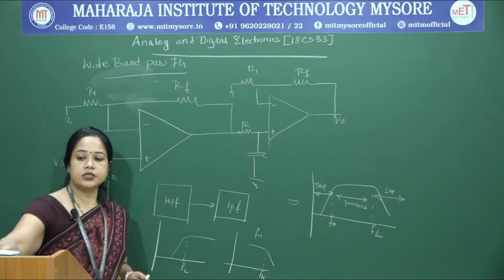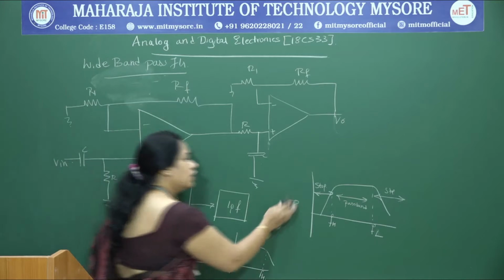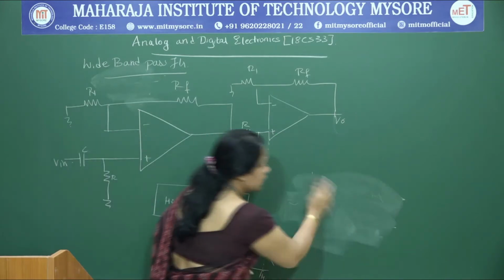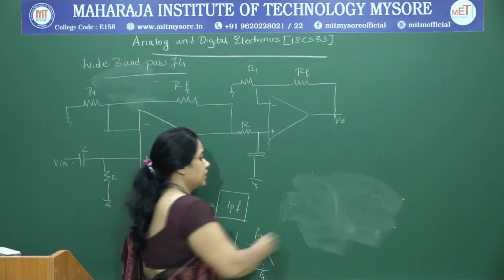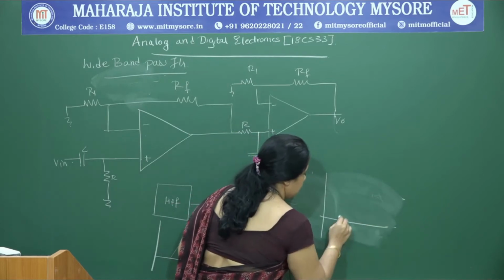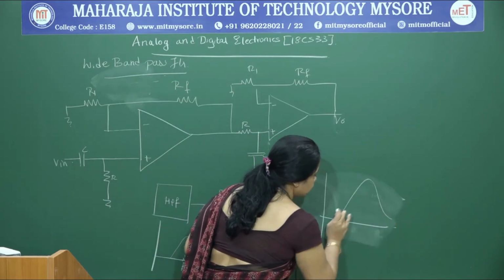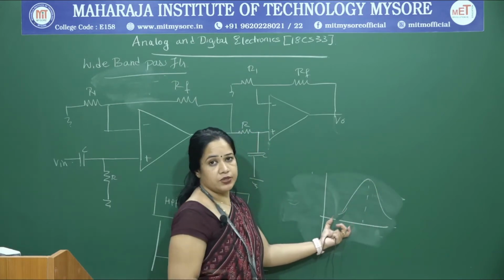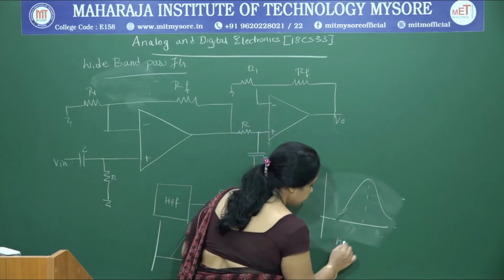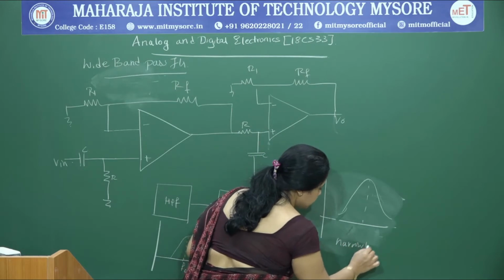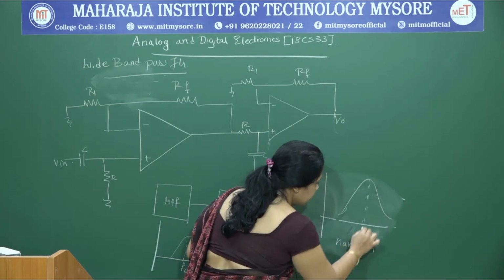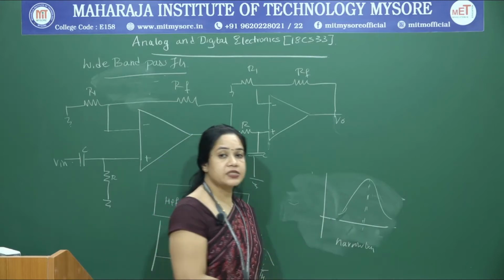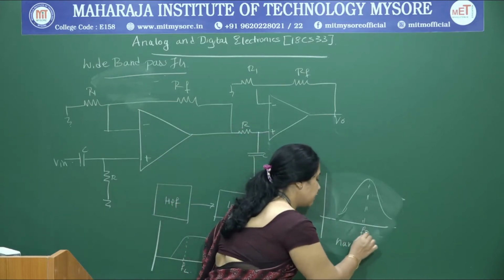And if you want a bell shaped frequency response, something like this, say I want a narrow range of frequencies to be passed, giving a bell shaped frequency response, such filters we call narrow band pass filters, and the frequency at which the gain is maximum we call the notch frequency.